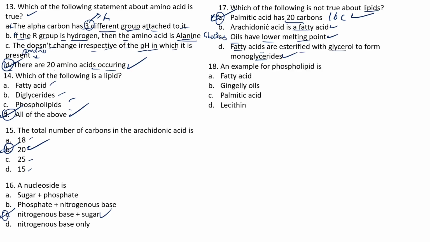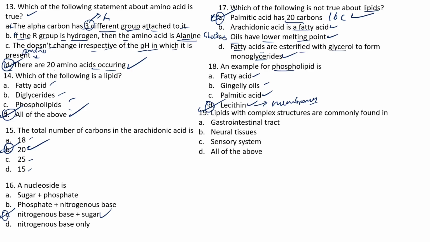Now moving on, an example for a phospholipid is the fatty acid, glyceryl oils. Next one we have is palmitic acid. The last one we have is lecithin, right? So lecithin is an example of phospholipids, and lecithin is actually found in the membranes, cell membranes. Remember this point. So D is our right answer.